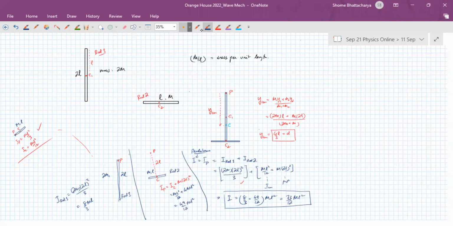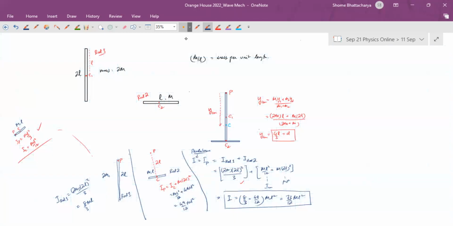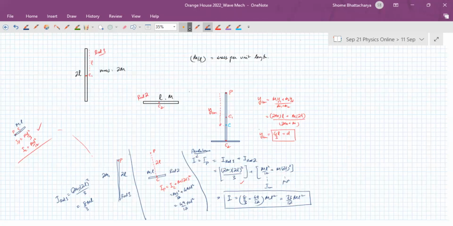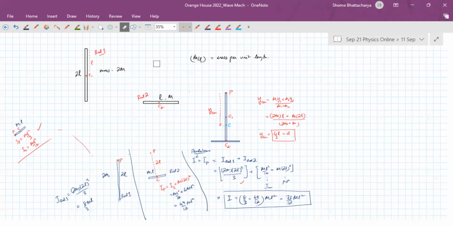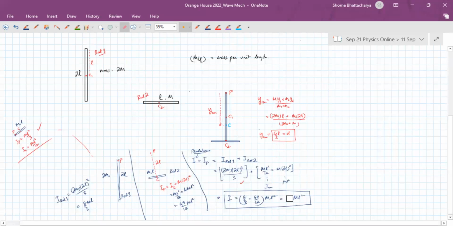Hope it is clear now, Arujan. Let me know in case of any doubt. Sir, it will be 81. 24 plus, oh sorry, 32 plus 49, yes, 81. So ultimately this will become how much? 81 by 12. So that is the same thing as 27 by 4.